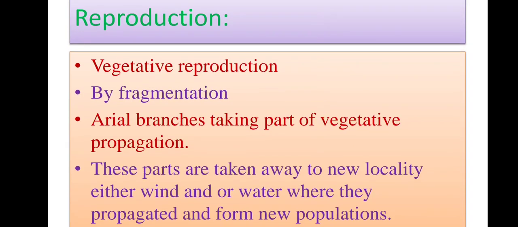Next part is reproduction. Vegetative reproduction is by fragmentation. Accidentally, the thallus breaks in Takakiales. These fragments are moved to other places with favorable substrata, then develop into new individuals. This is called fragmentation. Fragmentation means breakdown of the plant body. Next, aerial branches take part in vegetative propagation.